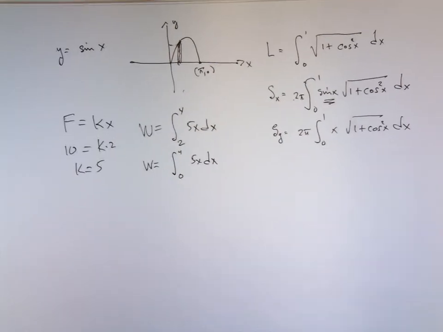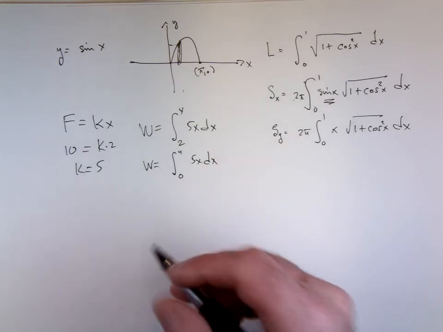How are we doing? Okay? Good deal. 18 through 20, we've got a rectangle.